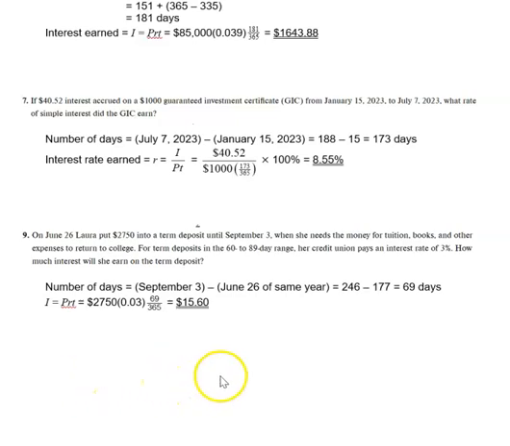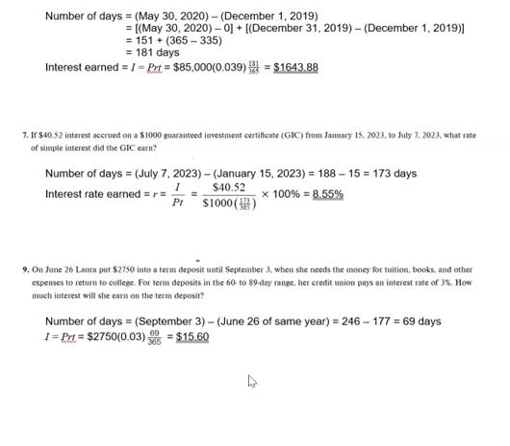Okay, so I will stop this one here and I will create a new video for problems from chapter 7.3 and 7.4. Please let me know if you have any questions.